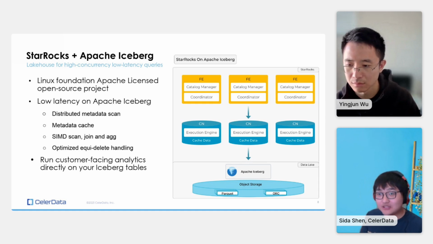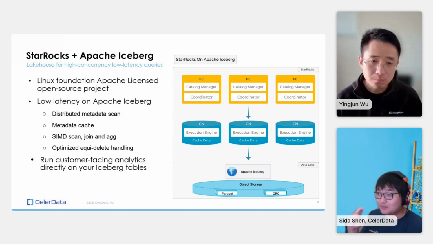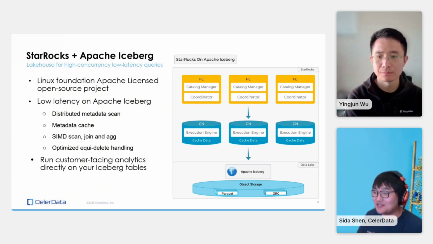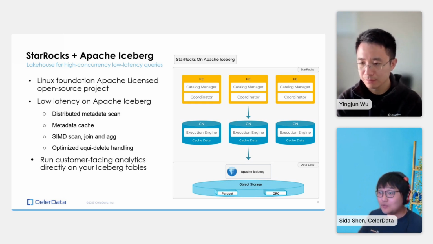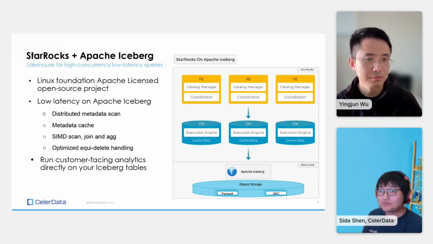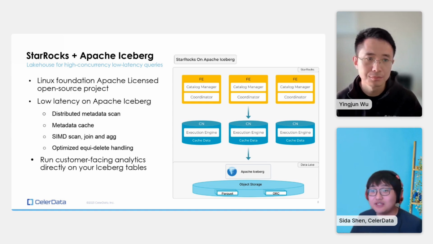SIMD: the execution engine is built in C++, so we're able to scan, join, and aggregate, all of the operators, with SIMD, in micro batches. For OLAP, the more batch you run, the faster it's going to go, so optimal performance for low latency workloads. There are also more detailed optimizations, such as optimized equality delete handling. You can use equality delete to get better data freshness, and we're also able to make sure the query runs fast. So basically you run customer-facing analytics directly on your Iceberg tables.